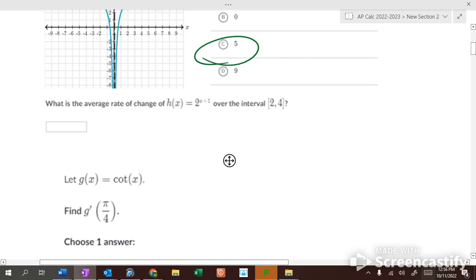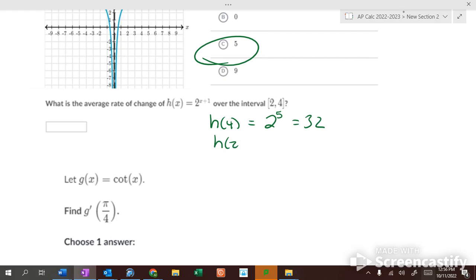Average rate of change. Average rate of change is what? Basically slope. So you stick in these numbers. H of 4 is what? 2 to the 5th. That's 4 plus 1, which is 32. H of 2 is what? 2 to the 3rd, which is 8. So you get 32 minus 8 over 4 minus 2. Y2 minus Y1 over X2 minus X1. 32 minus 8 is 24. 24 over 2 is 12.